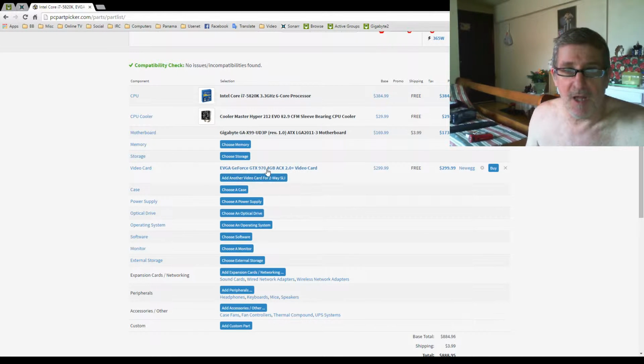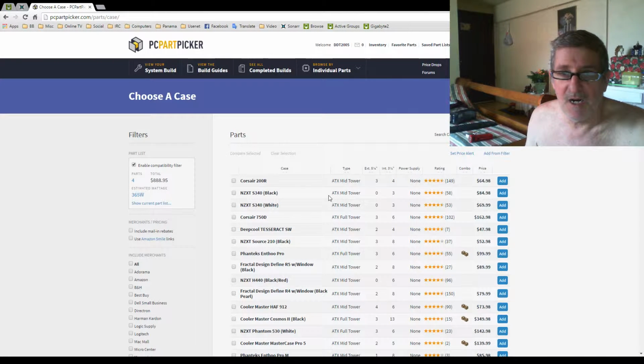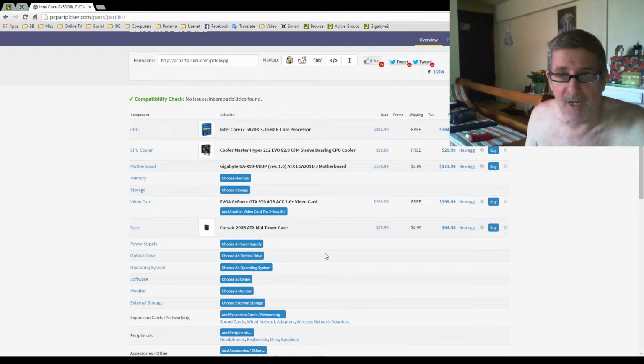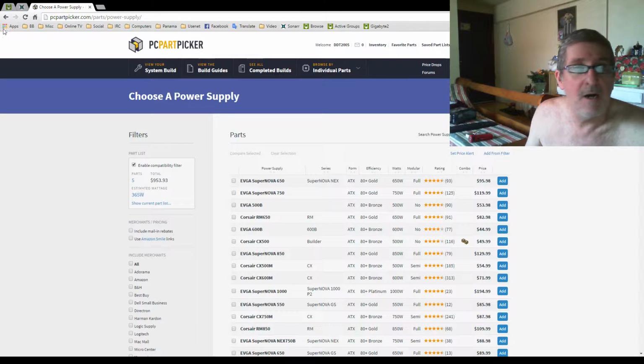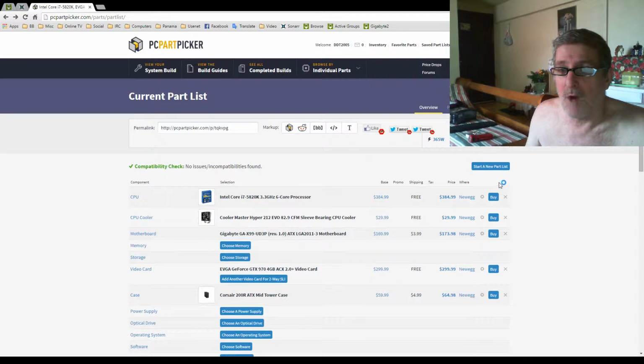I'm just showing you quickly how fast you can build a computer. So I just threw a 970 in there. We're going to get a decent case. This is Carrie's favorite case right here. I don't know if it's compatible with that video card or not, but we're going to get it anyway. A Corsair 200R. Now a power supply. How much wattage am I using? I'm using 365 watts.